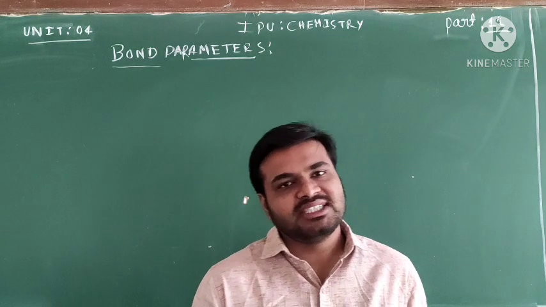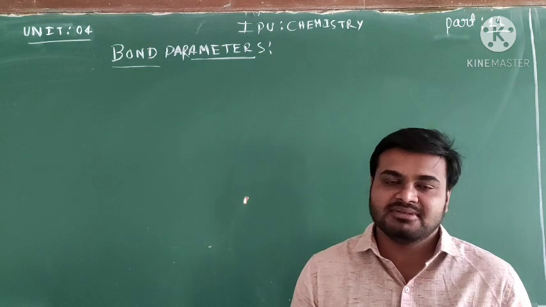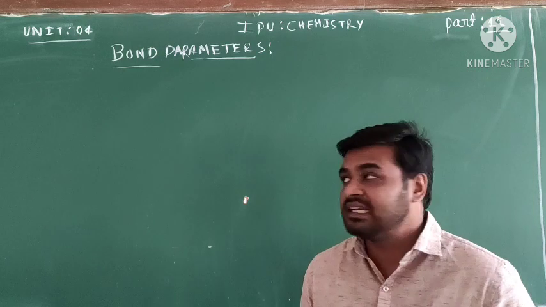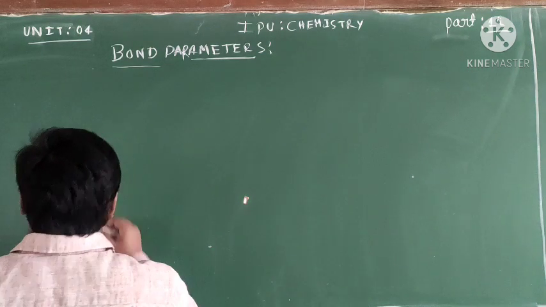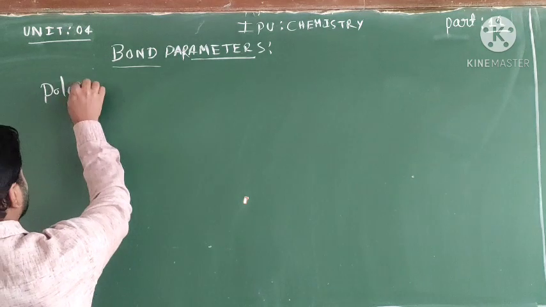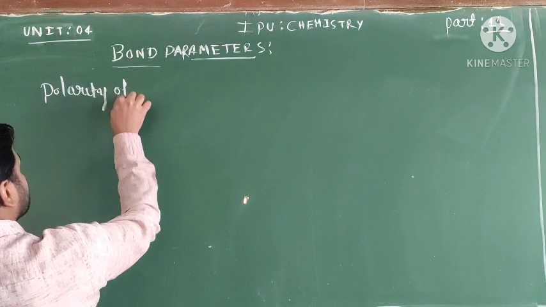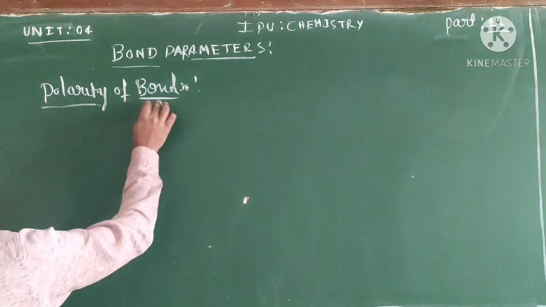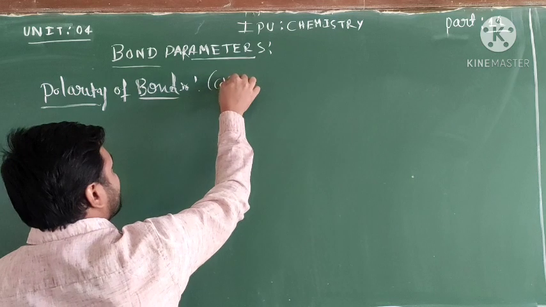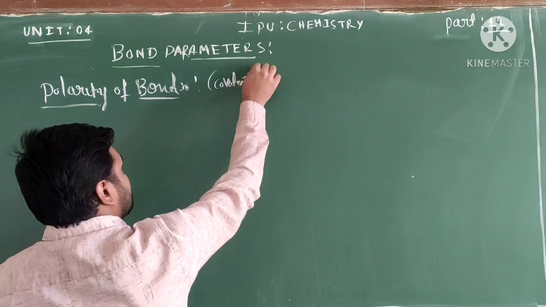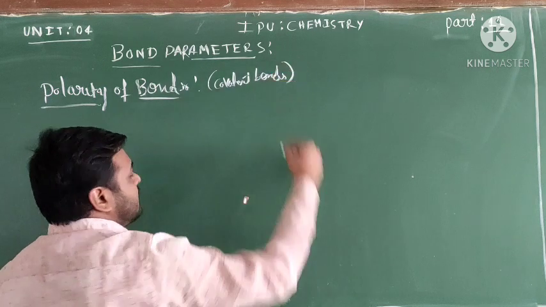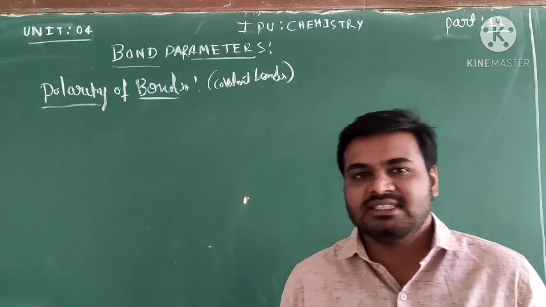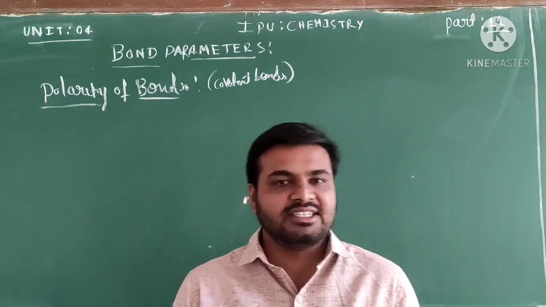In the previous class we discussed bond parameters and resonance structures, and now we discuss one more topic, the polarity of bonds. Bond means, especially, we take a covalent bond. How is a covalent bond formed? A covalent bond is a sharing of electrons. Already you know it.